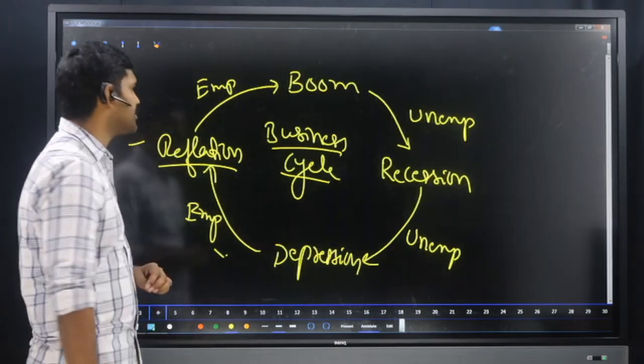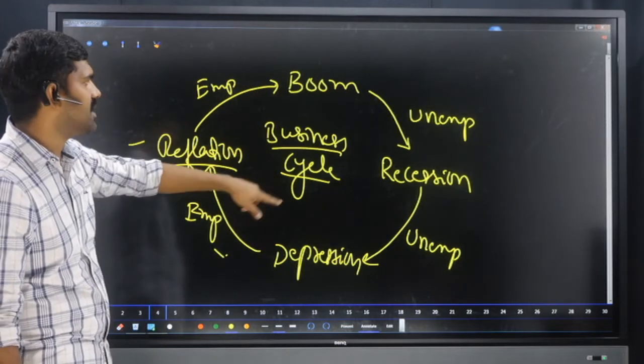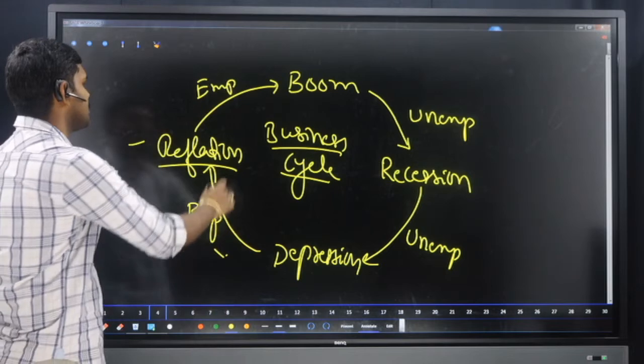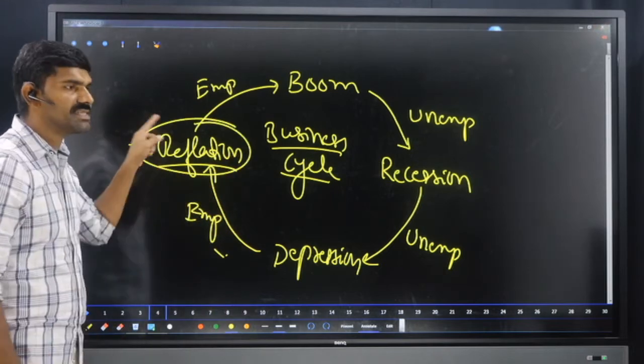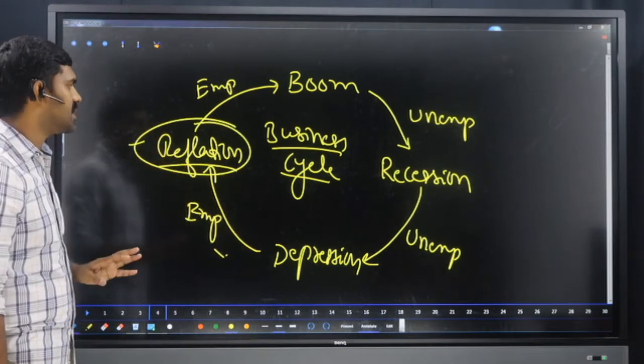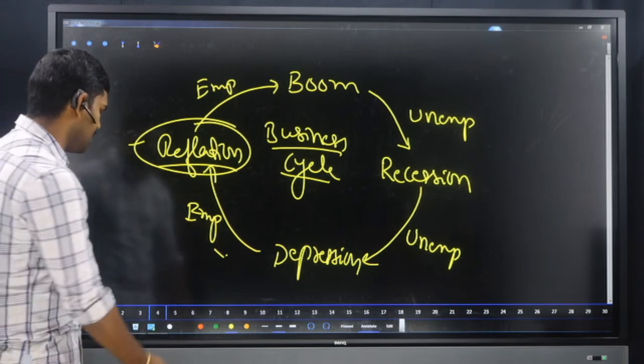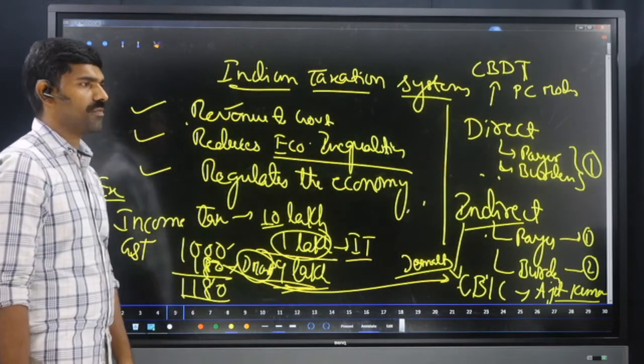Then next we discuss something called a business cycle. This is how you understand the concept of reflation: the government is increasing the prices artificially so that it boosts the economy, just like what we are doing right now with the 20 lakh crore package.